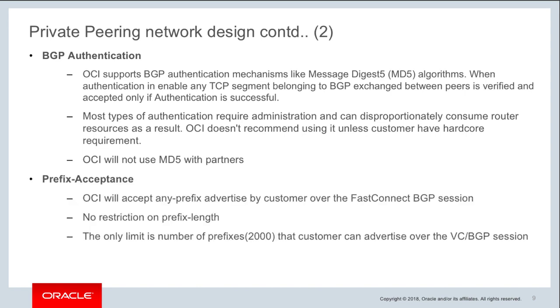On the prefix side, there is a limit of 2,000 prefixes that you can advertise over this BGP session. There are no restrictions on the prefix length. We will just advertise whichever prefix you provide to us on that BGP connection.